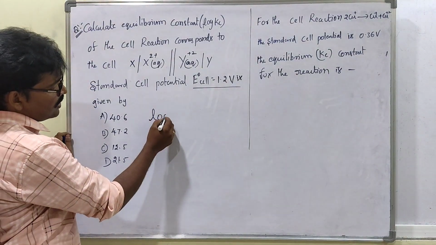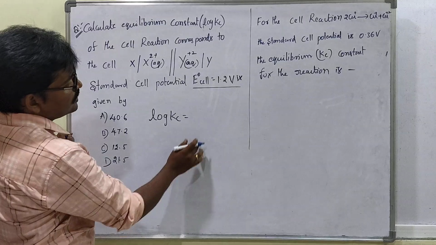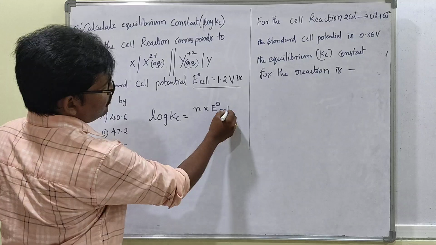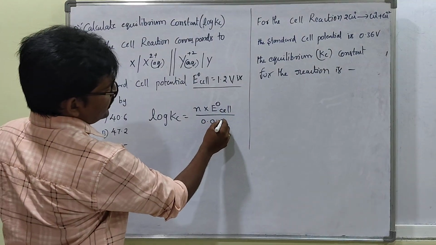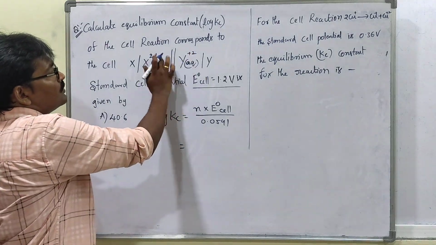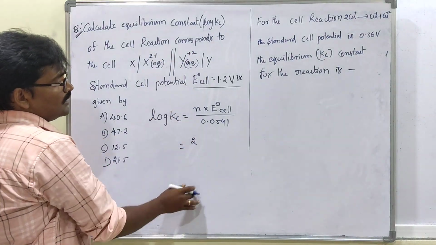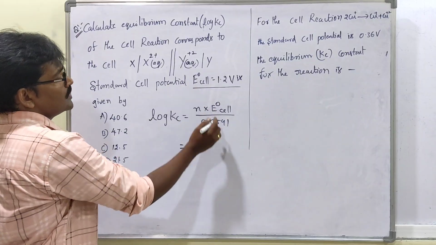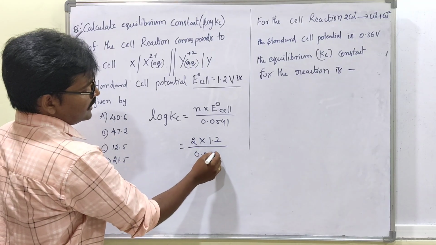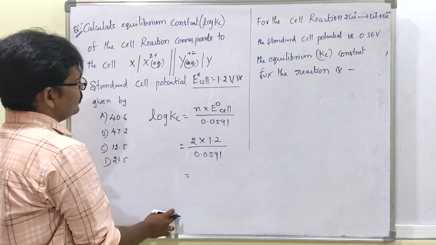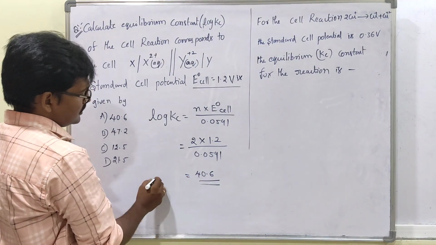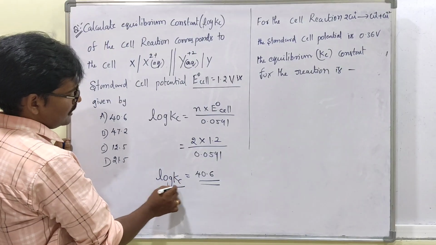So what formula did I tell? Log Kc is equal to n into E naught cell divided by 0.0591. Okay, clear? Here n, the number of electrons transferred, both charges are the same, so 2 electrons are transferred. Then the E naught cell value given is 1.2 volts, divided by 0.0591. Then if you calculate, you get 40.6. This is the log Kc value, right?